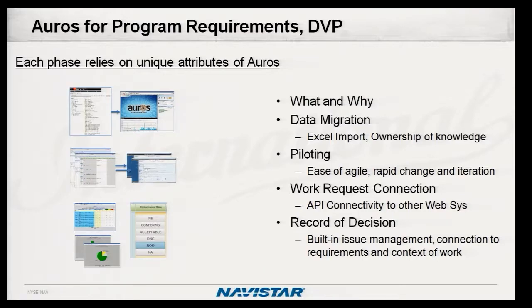So this project update, Auros for program requirements and DVP. I'm first going to go into what this legacy tool is, and a little bit on how it works, so you know what we're going to be doing in Auros to replace it. Then I'll go through the major phases of this project that we've been working on over the last year, and talk about how each one of these has worked for us and what some of the key strengths of Auros are that have led us to be successful in each of these phases: getting the data in the tool, doing initial assessment pilots with folks, interplay into the work request system, which is APIs, and then integrated issue sign-off and reporting.